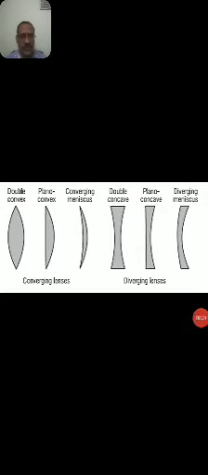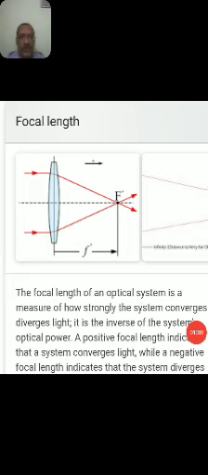Before starting the first unit, aberrations, let us look over the basics involved in optics relating to the lens. As shown in the figure, there exist several lenses: double convex, plano convex, and converging meniscus, double concave, plano concave, and diverging meniscus. So first, let us see the diagram.